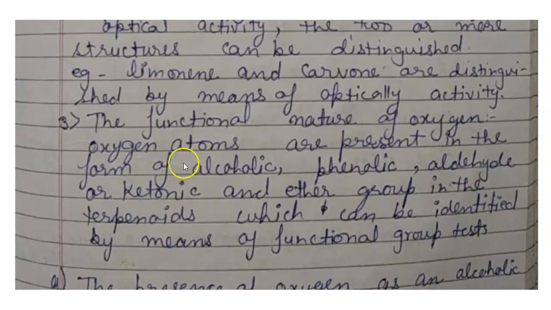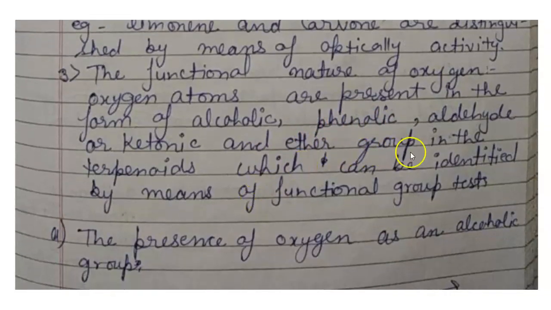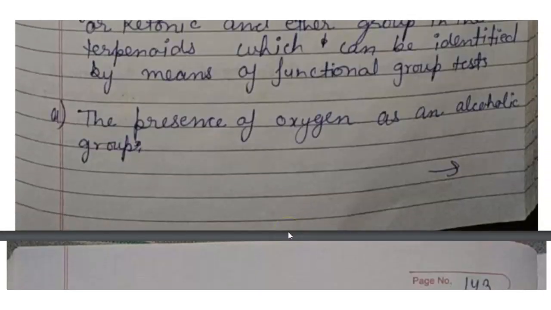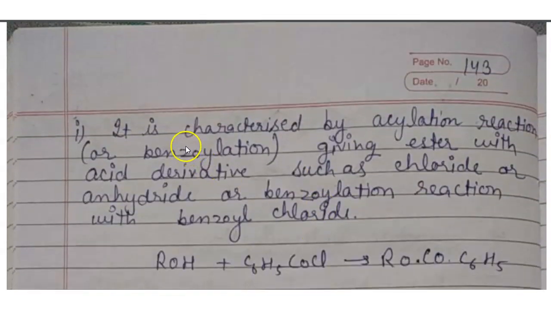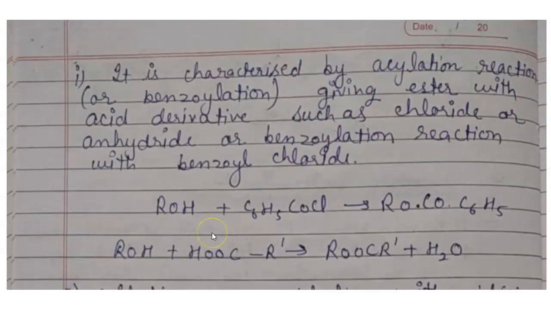The functional nature of oxygen atoms: they are present in the form of alcoholic, phenolic, aldehyde, ketonic and ether groups in the terpenoids, which can be identified by means of functional group tests. The presence of oxygen as an alcoholic group is characterized by acylation or benzoylation, giving an ester with acid derivatives such as chloride or anhydride, or benzoylation with benzoyl chloride.